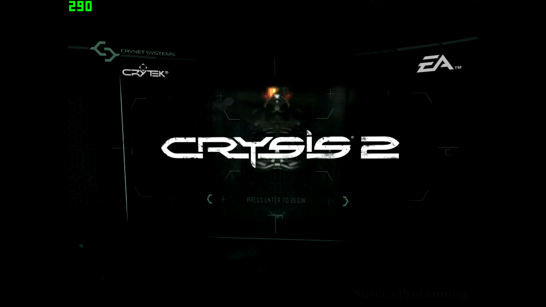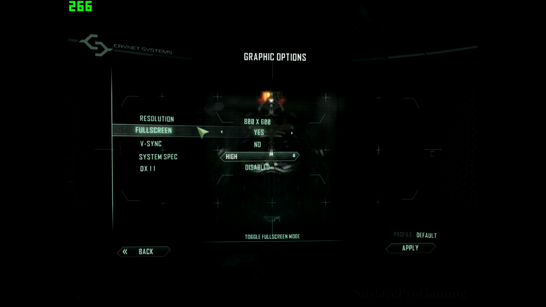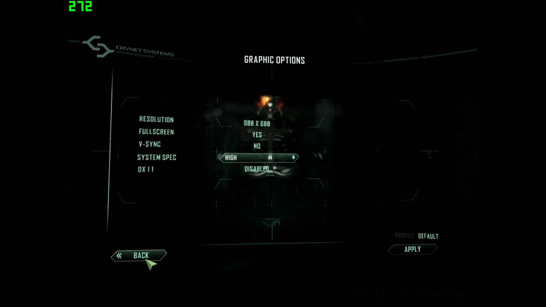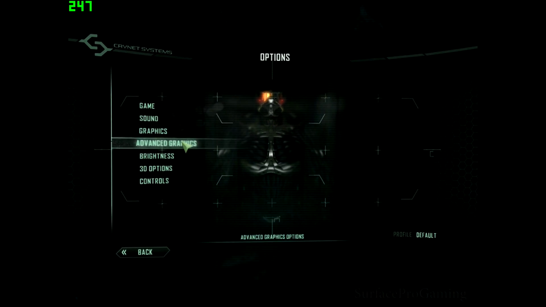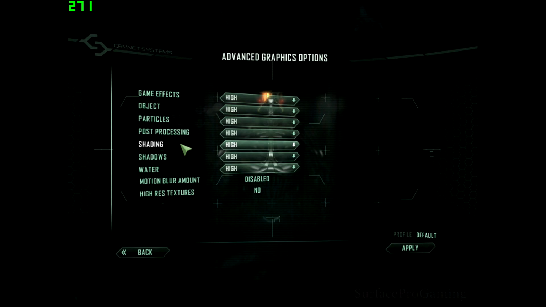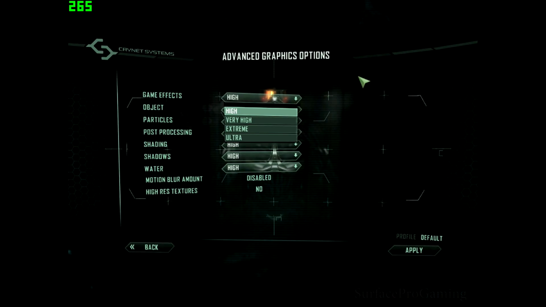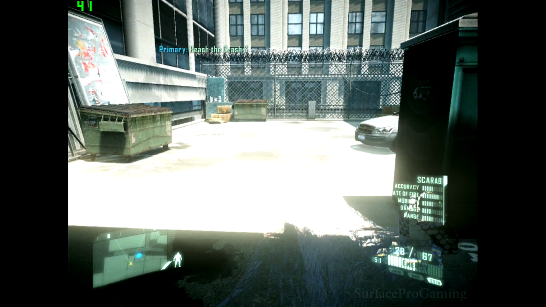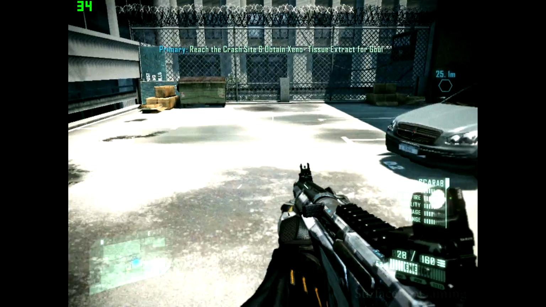On July 18th, I did the review for Crysis 2 on the Surface Pro 1. And here I'm going to use a very similar resolution just to be able to put it into perspective and see how much better it plays on the Surface Pro 2 than it did on the Surface Pro 1. So I'm going to play it at 800 by 600 with all the settings as low as they get. You'll notice that it says the settings are on high, but high is the lowest that Crysis 2 allows us to set.